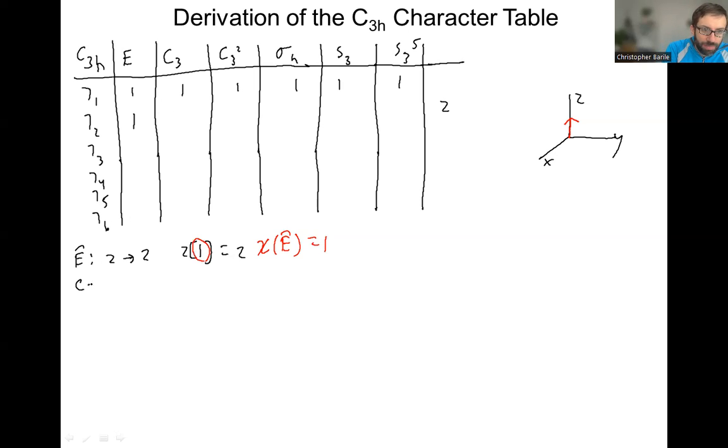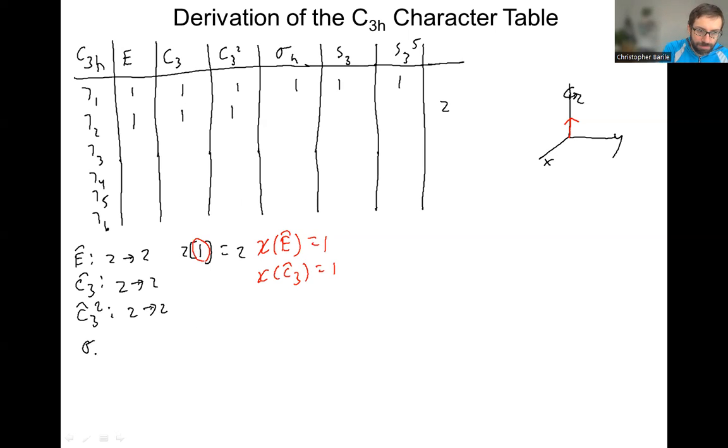We keep going. C3 is a 120-degree rotation, but it's spinning along that z vector. If we have a z vector pointing up and we're spinning it 120 degrees, it's still going to be pointing up. So z still goes to z. We write the same thing out. This time we're going to have chi of C3 equals 1. So we can put a 1 there. C3-2, same thing. Now we did a 240 rotation, but we're still pointing up. So it's still going to be a 1.